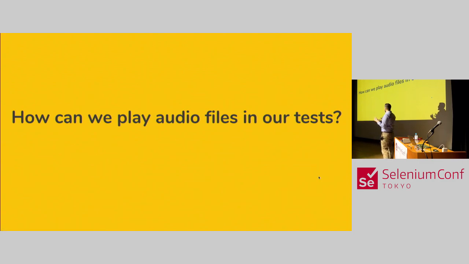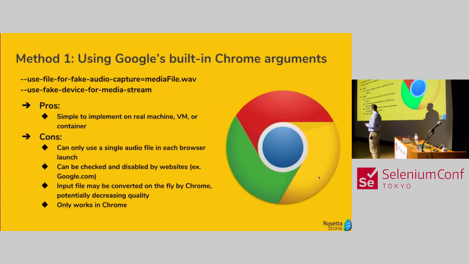So now, kind of the meat and potatoes of this: how can we play audio files within our Selenium tests? I found 2 methods to do this. The first one was Google's built-in Chrome arguments. Google includes something called use-file-for-fake-audio-capture, and then you can append a WAV file to that. It will play anytime the microphone is attempted to be accessed, which is a really cool built-in feature.